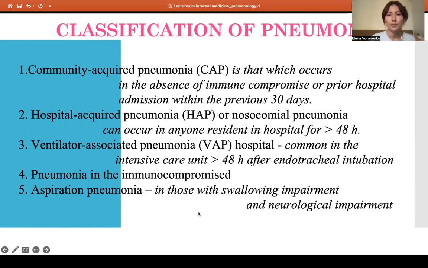Ventilator-associated pneumonia is a hospital-acquired pneumonia common in the intensive care unit, more than 48 hours after endotracheal intubation. Pneumonia in the immunocompromised, and aspiration pneumonia in those with swallowing impairment and neurological impairment.